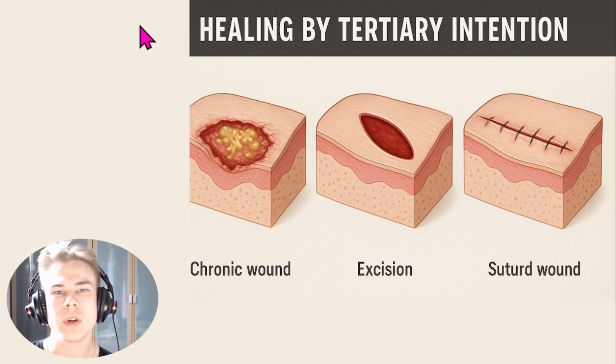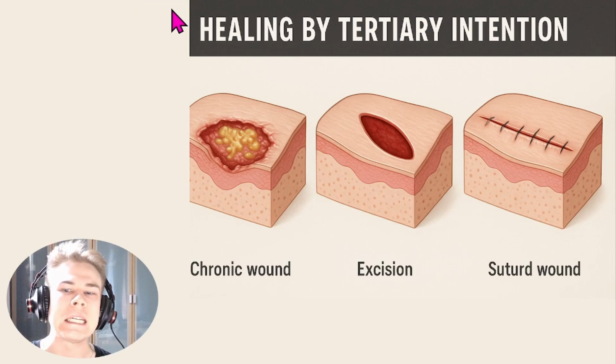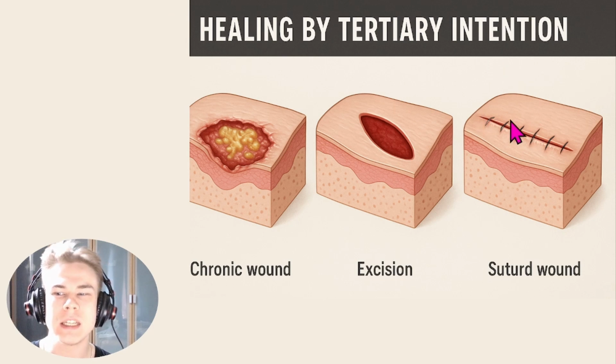Then we can talk about healing by so-called tertiary intention, which is not entirely a technical term, but it helps you understand what it is, because ultimately it heals by primary intention. But let's explain how it works. So you start with a chronic wound, which is sloughy and all that, and it's not healing on its own. And then you excise that wound.